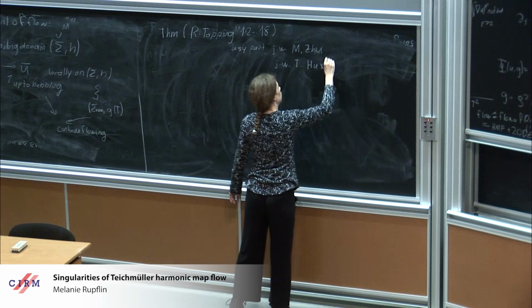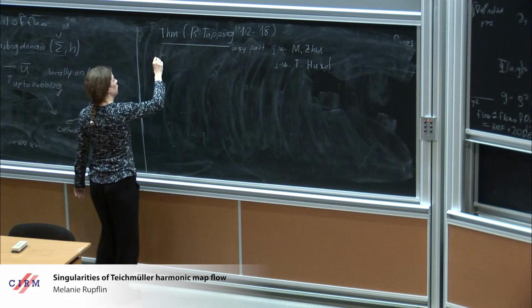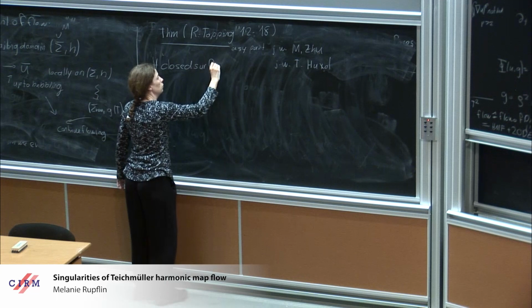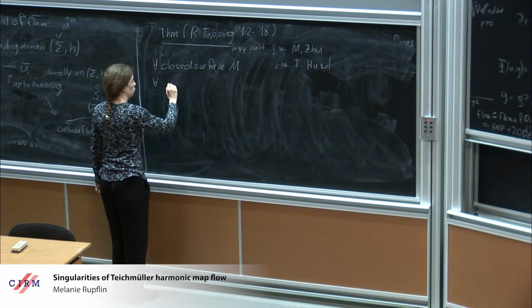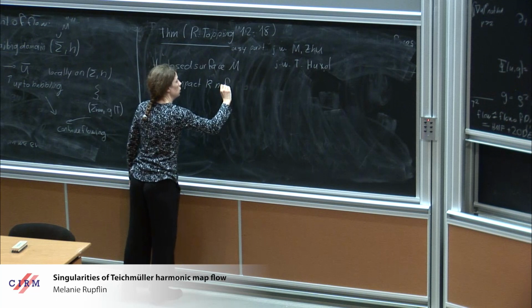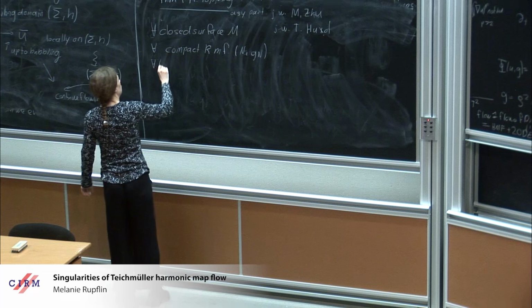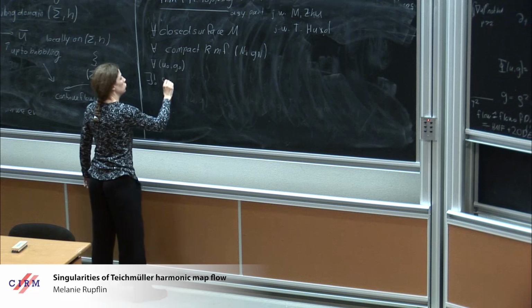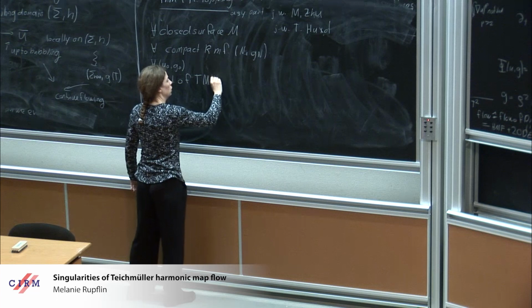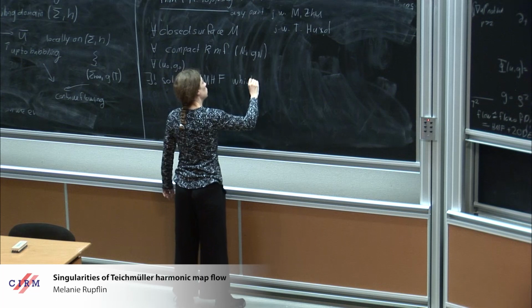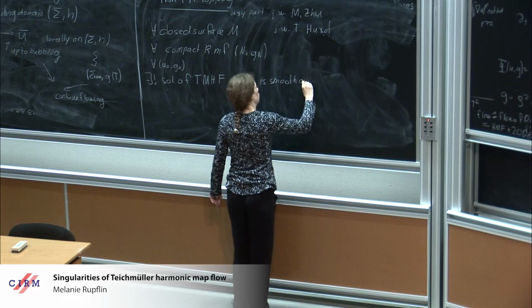And what the theorem tells us is that given any closed surface, as said, without loss of generality oriented, for any compact Riemannian manifold (N, g_N), no restriction on dimension at all here, and for every initial data, we have that there exists a unique solution of our flow, which we call Teichmüller harmonic map flow. And this unique solution is smooth away from finitely many times.